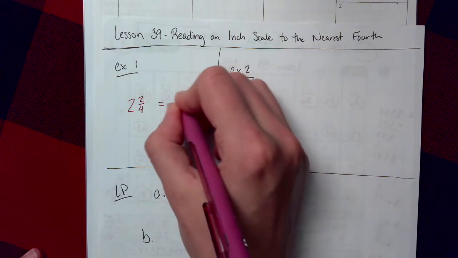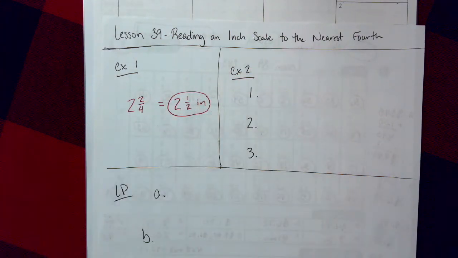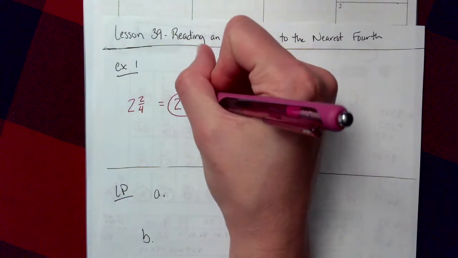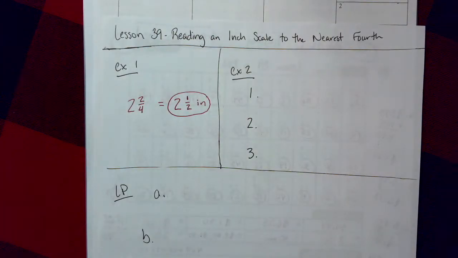Now remember, 2 and 2/4 is the same thing as 2 and 1/2 inch. Now if we can write it as a half, a lot of times we're going to do that because that's what's called the simplest form. Okay, we want to write it in simple form. We don't want to use a fraction with bigger numbers than we have to. 1/2 is in the smallest terms.